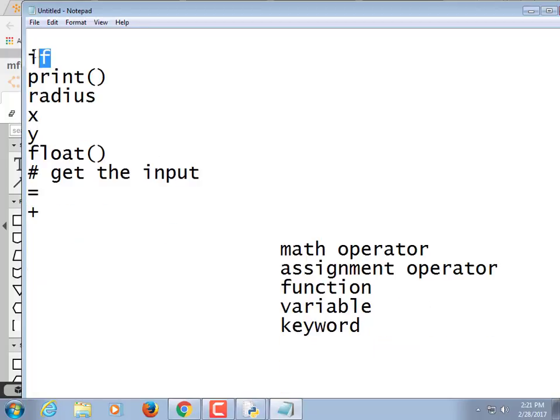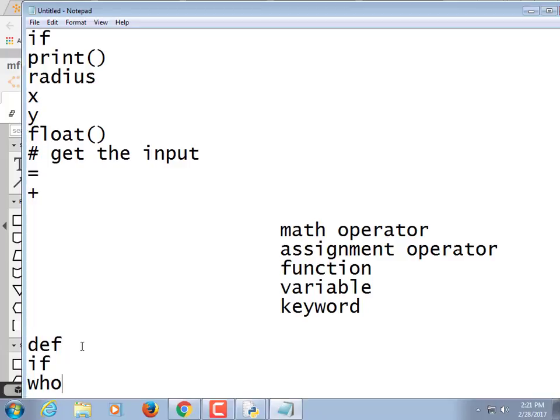What about if? Well, that would be a keyword. Keywords are the words that make up the language. We haven't seen a whole bunch of those, actually. But there's def, there's if, there's while. Those are all keywords.